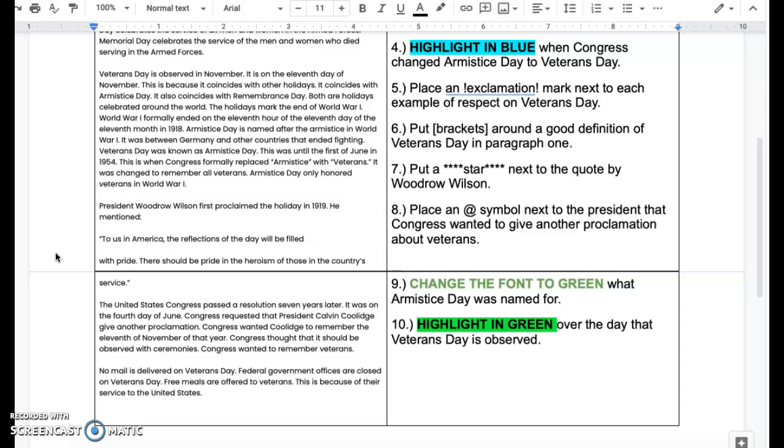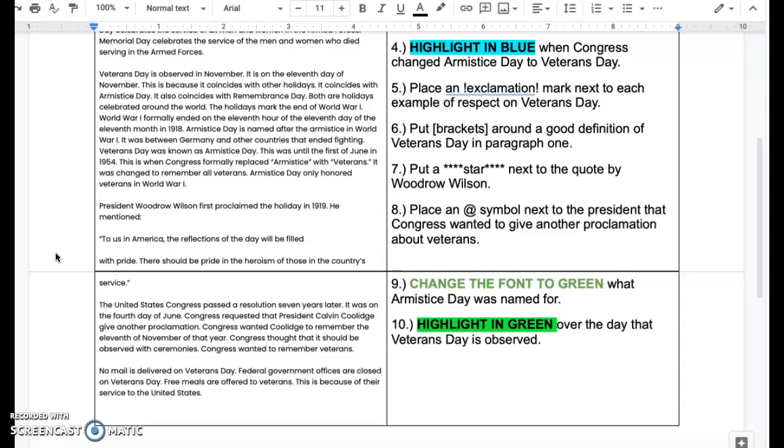The United States Congress passed a resolution 7 years later. It was on the 4th day of June. Congress requested that President Calvin Coolidge give another proclamation. Congress wanted Coolidge to remember the 11th of November of that year. Congress thought it should be observed with ceremonies. Congress wanted to remember veterans.